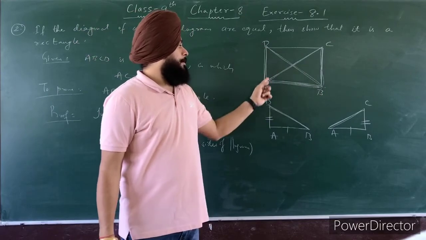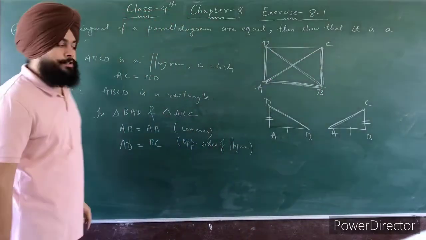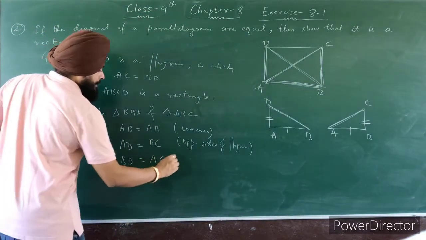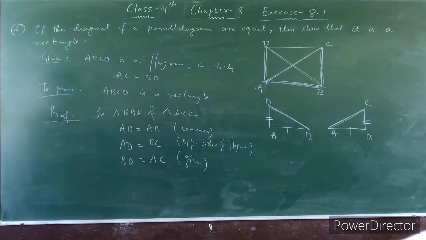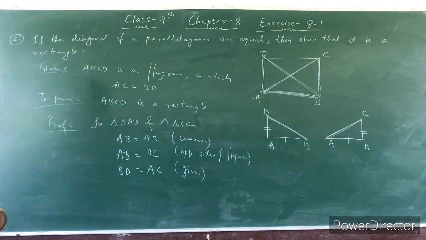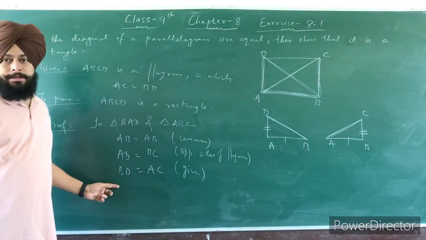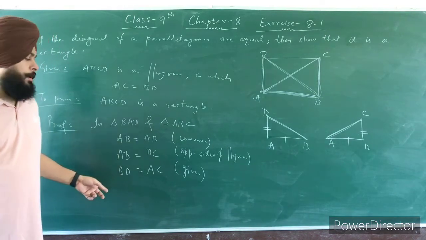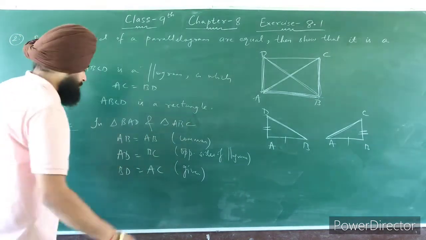Clear? Third one is, you can see here in this triangle diagonal BD and in this triangle diagonal AC. It is also equal, BD equal to AC. The reason is again, what is it? Given. Now you can see here the first one is side, second one is also side, third is side. So by the SSS congruence rule, triangle BAD is congruent to triangle ABC.